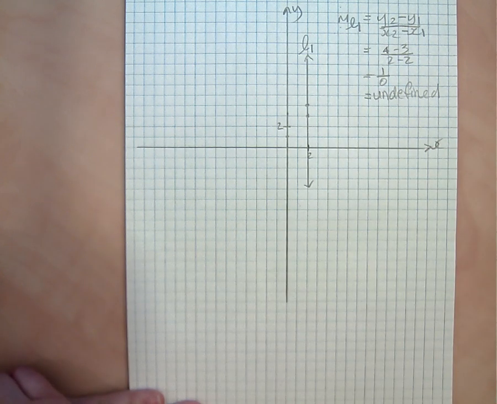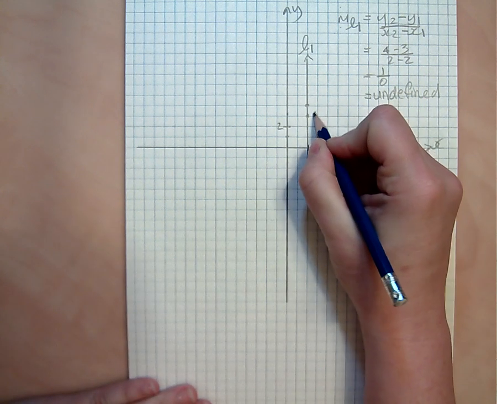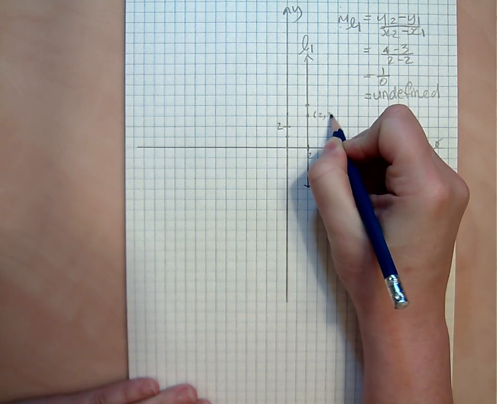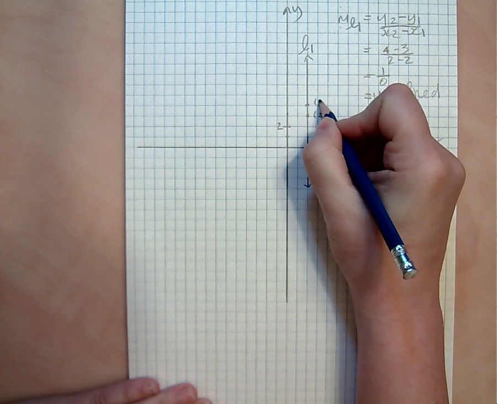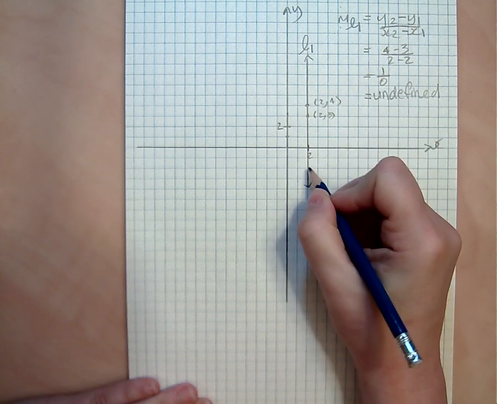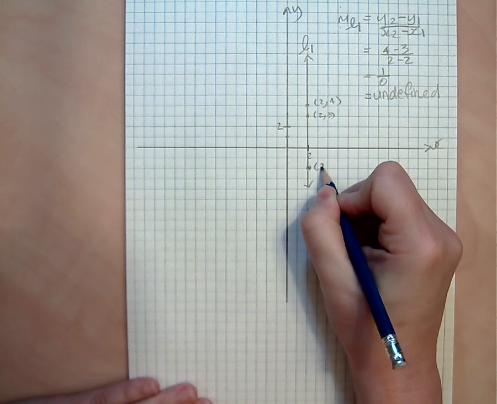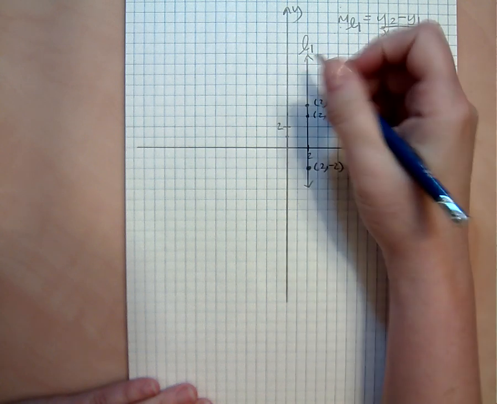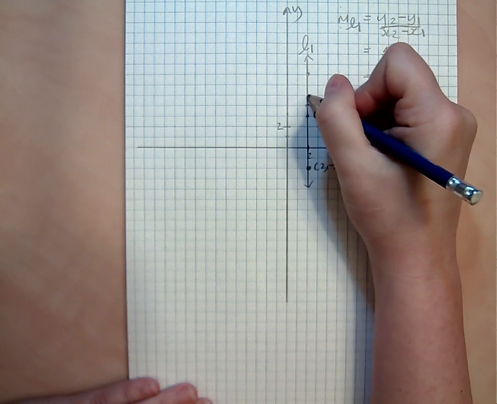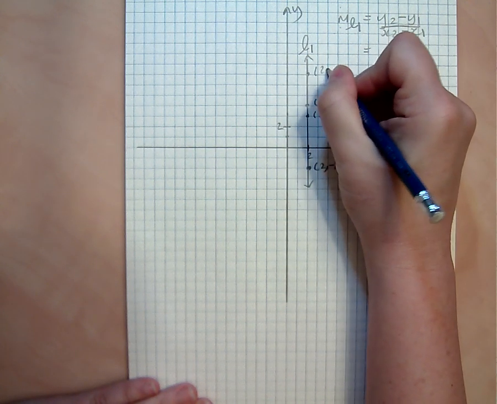Okay? Next, we're going to find the equation of this line. So let's talk about what we notice here. The coordinates of this point are 2, 3. The coordinates of this point were 2, 4. The coordinates of this point will be 2, negative 2. The coordinates of this point will be 2, 7.